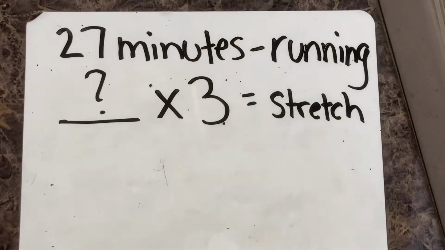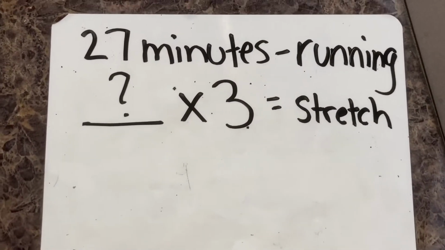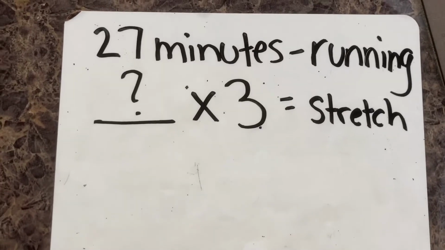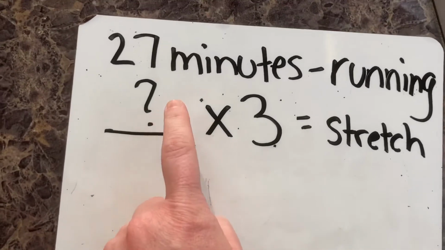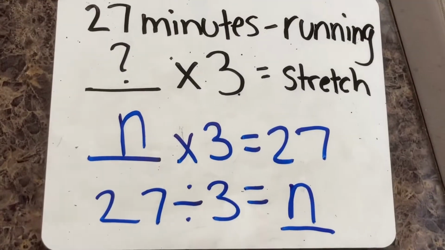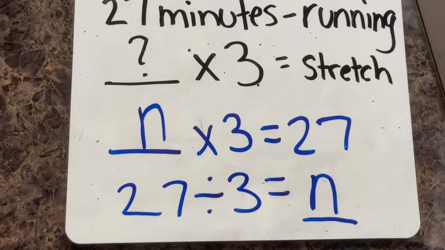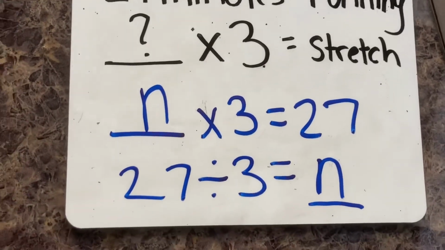So I spent 27 minutes running, but that number was 3 times as much as I spent stretching. So when I'm thinking about how much I stretch for, I have to think, what times 3 will get me 27? I can also look in my fact family. If I say n times 3 is 27, that's the same thing as saying 27 divided by 3 is equal to n. That's right, Miss Jewell spent 9 minutes stretching.